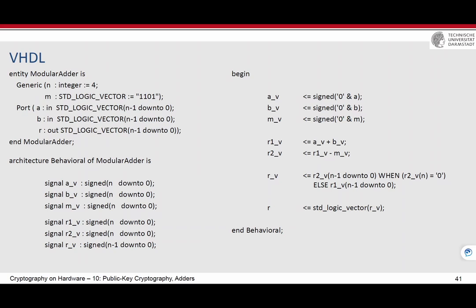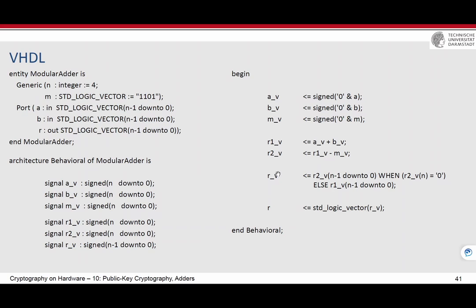If the subtraction had a carry, it means that the value is negative. It means that the value that you subtracted from the modulo was smaller than the modulo. Then you select R1 as the output instead of R2. This is the multiplexer here. And then by some functions, again, you need to turn this RV, which is a signed or unsigned value, back to a std_logic.